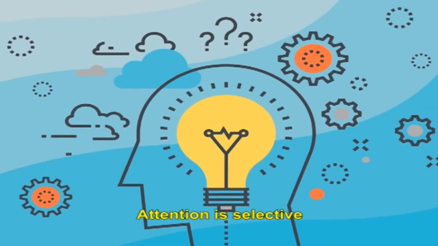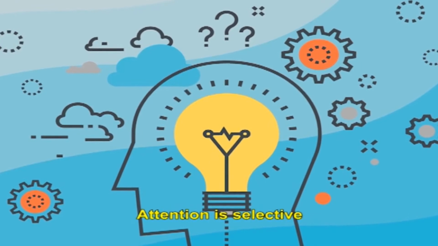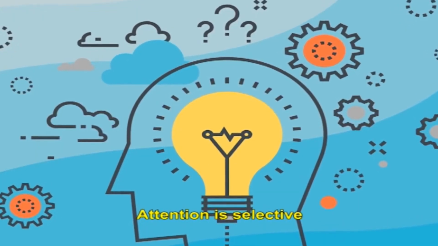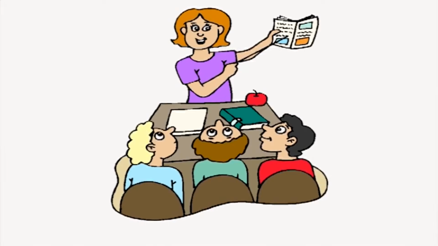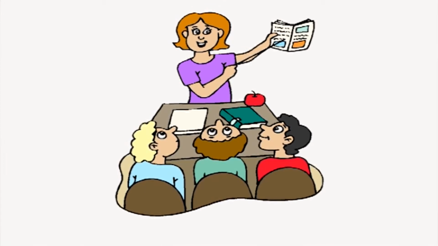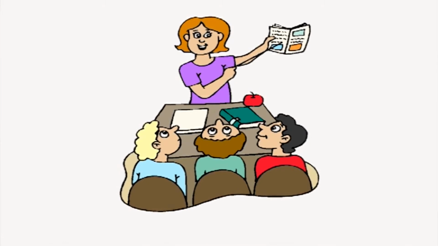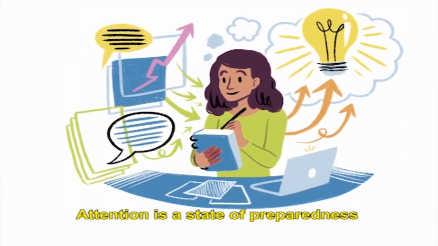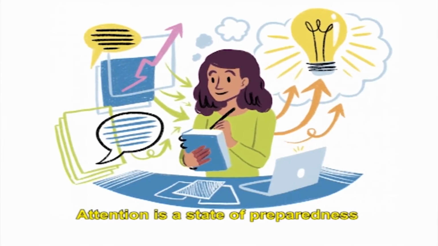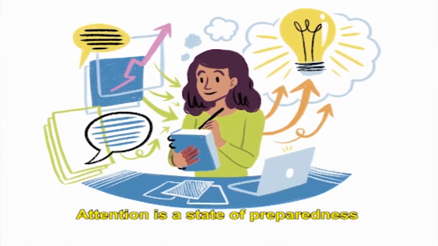Next characteristic is, attention is selective. We may attend to one object in preference to others. We may not draw attention to everything that comes in its way. Those objects which have some special advantages can draw attention, and others are ignored even when we pay attention. Attention is a state of preparedness where the muscles and sense organs get ready themselves for taking in information from various stimuli.